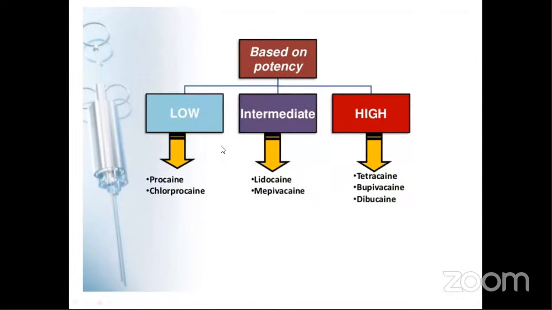Based on potency: low, intermediate, and high. Under low potency, you have procaine and chloroprocaine. Under intermediate, you have lidocaine and mepivacaine. Under high potency, you have tetracaine, bupivacaine, and dibucaine. So remember, based on potency, duration of action, site of action, or route of administration, you have to remember these for exams.